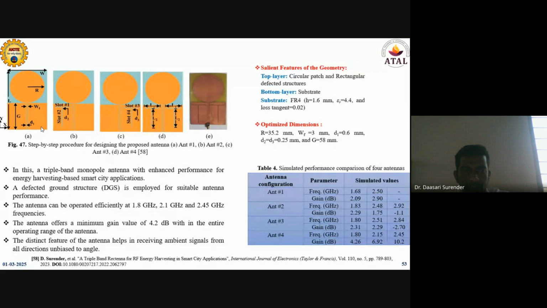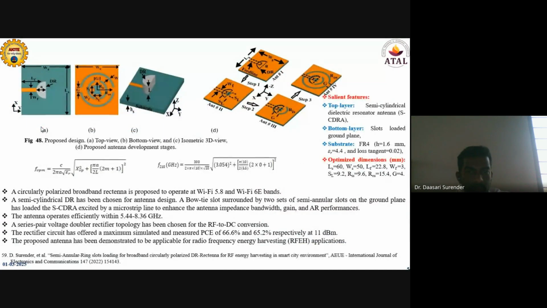Initially, without the defective ground structure, the antenna is operating at 2 frequencies, but by incorporating defective ground structures, we can observe that the antenna operating frequencies are increased as well as the gain. And this is the proposed design.